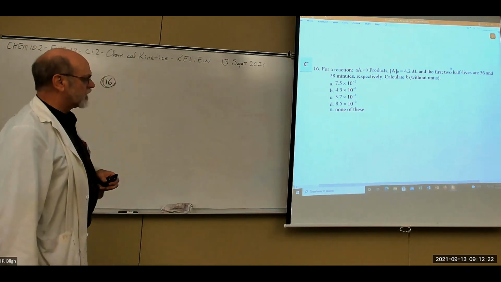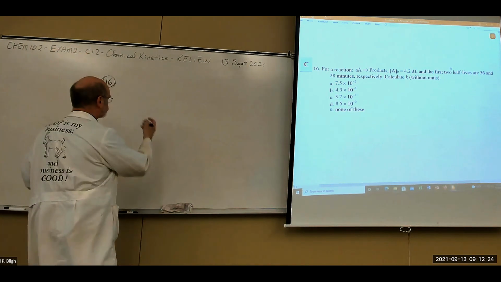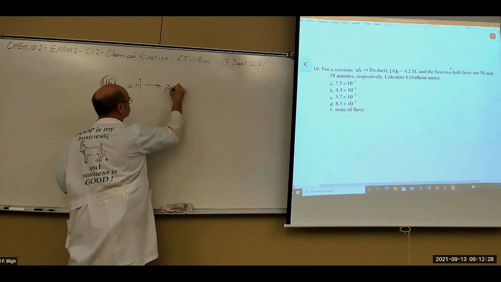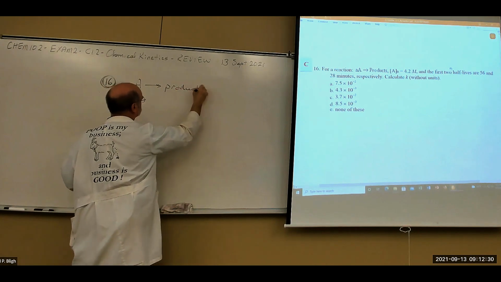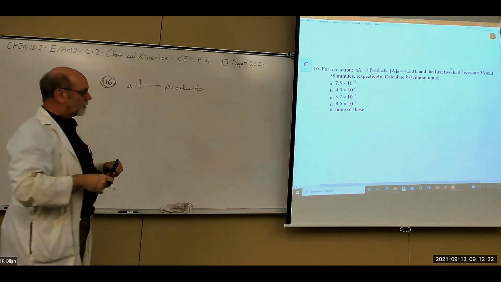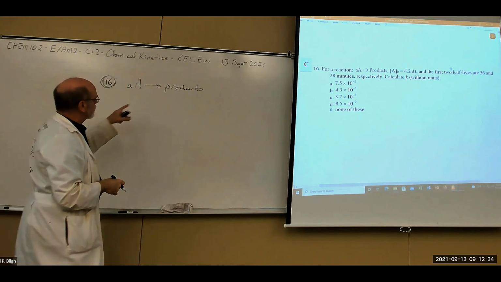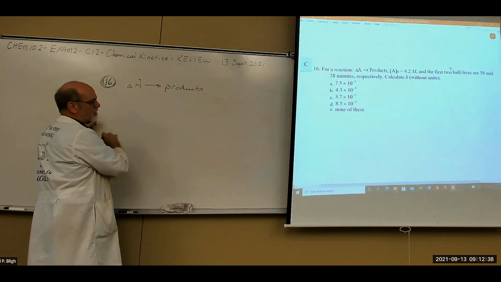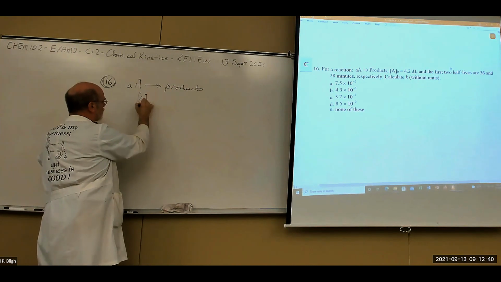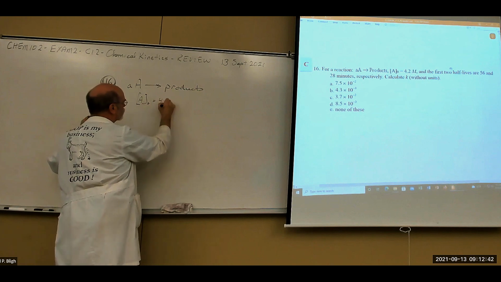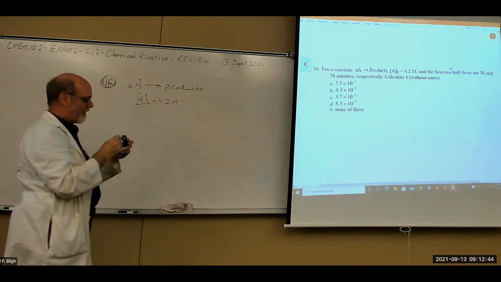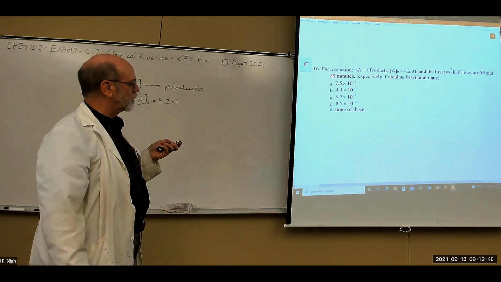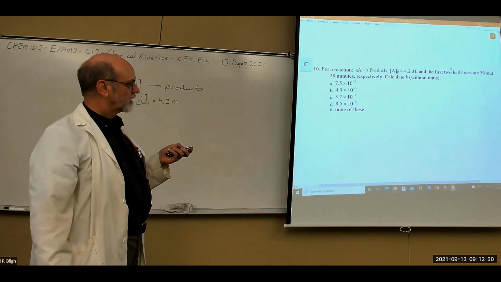Okay, for this generic reaction, A yields products. The initial concentration of A is given as A0 equals 4.2 molar. The first two half-lives are 56 and 28 minutes respectively. Calculate K.